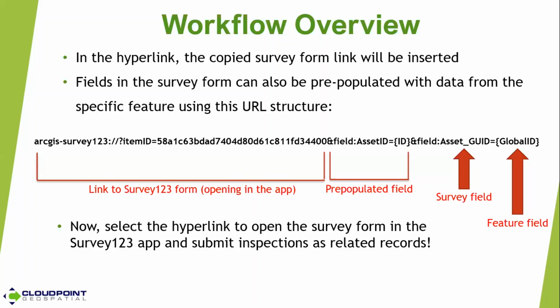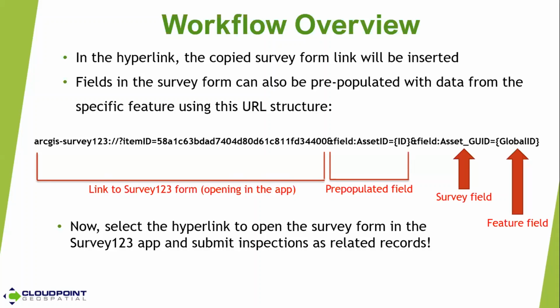Next, I've taken a couple of different fields that I'm going to be able to tack onto this URL structure. I'm going to take these fields and pre-populate them in my Survey123 form from data in my culverts feature layer itself. The next bracket here is going to be a pre-populated field. The way we can do this, on the very end of our Survey123 form link, is we can add the and symbol, and then we're going to add the field.